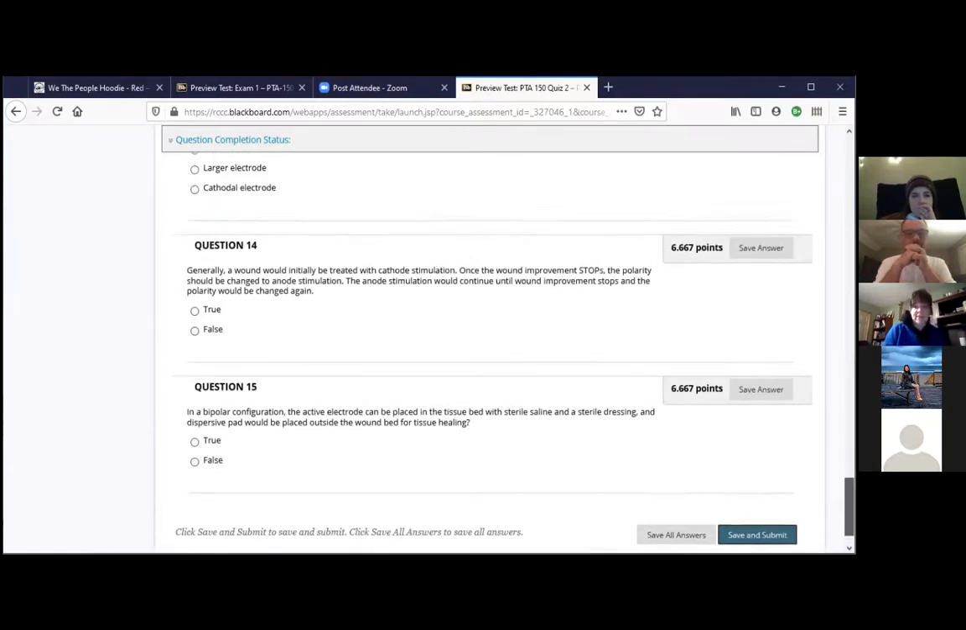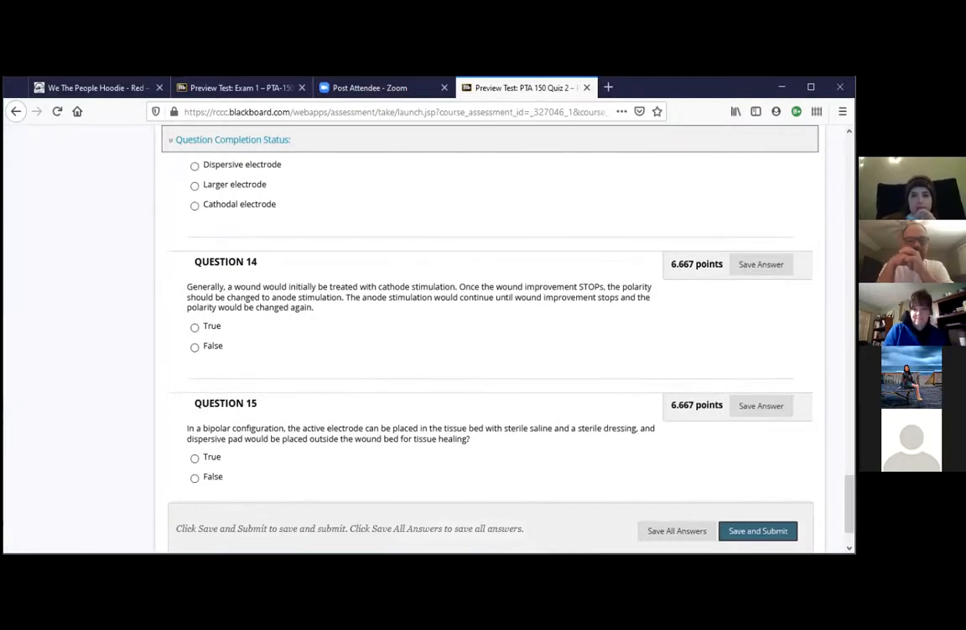Okay, last one. Can y'all see it? It's true. It is true. Yes. That active electrode does not have to be inside the wound bed, but it is an option. The dispersive is always going to be away from the active, and that current is going to be what kind of helps pull that wound together and helps close it off.